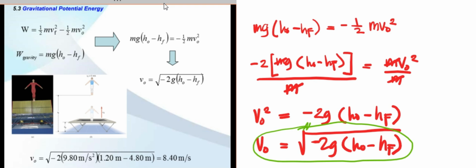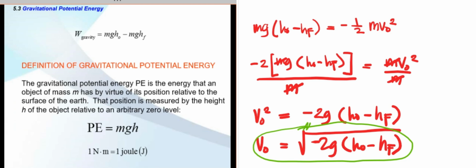of the gymnast. So by just substituting the given, the square root of negative 2 times gravity 9.8, HO is 1.20 meters according to the given, then minus the maximum height final 4.80 meters, the answer would be 8.40 meters per second. So this is an example problem.